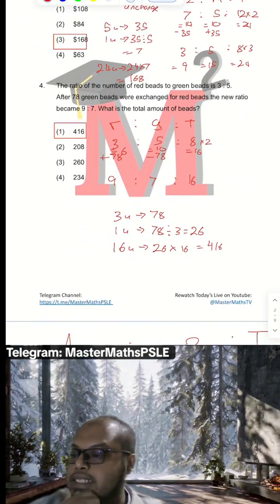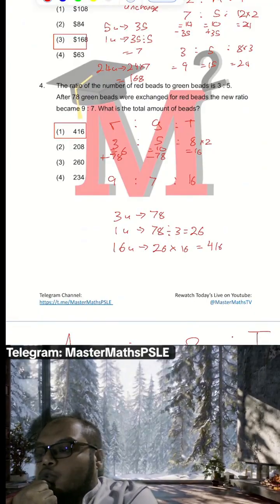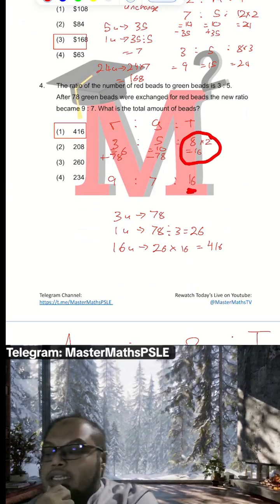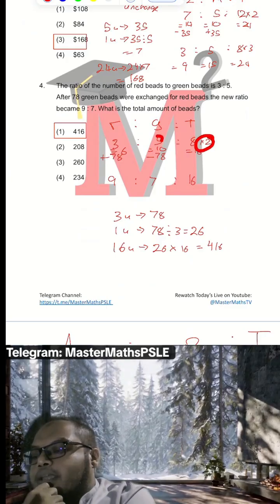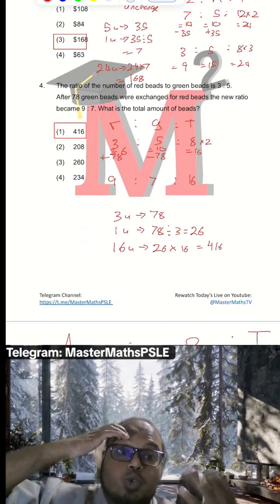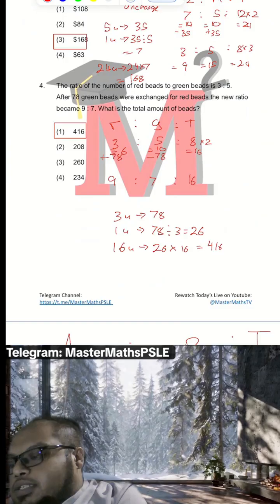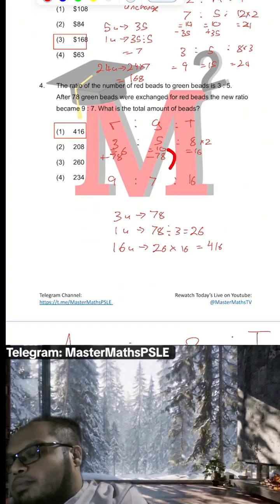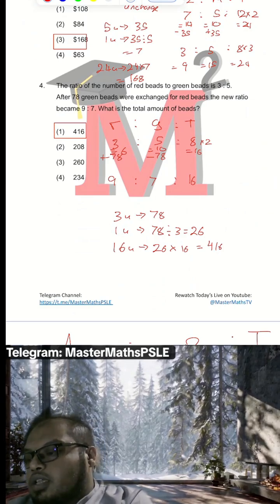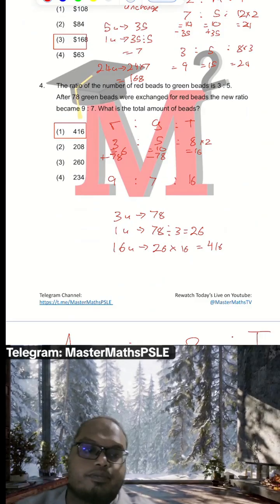So in this case, the initial total is 8, and the after total is 16. That's why I times 2 to make it 16. But when I times 2 here, I must times 2 to the rest also, just like your fraction, remember? Like 3 over 5, if I times 2 to the denominator, I must times 2 to the numerator also. So that's why 6 becomes 9, 10 becomes 7. So just nice, here is an increase of 3 units, here is a minus of 3 units. That's why 3 units is 78.